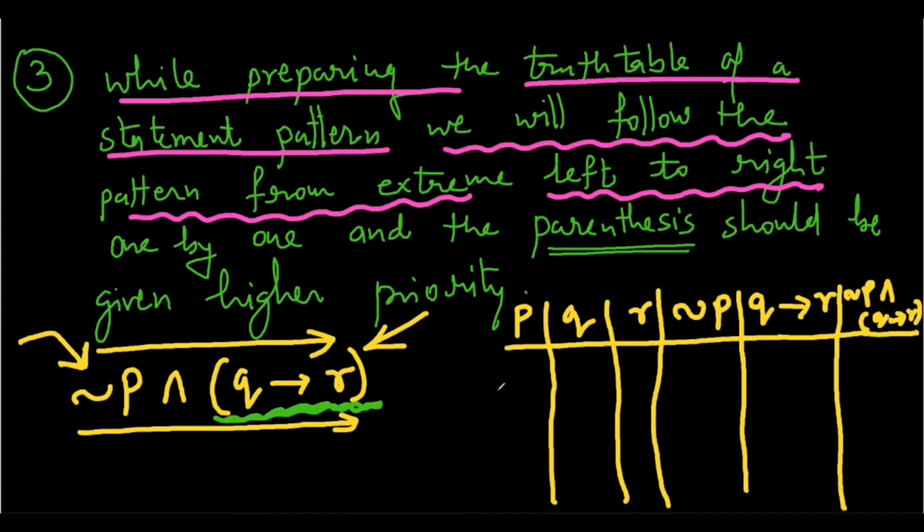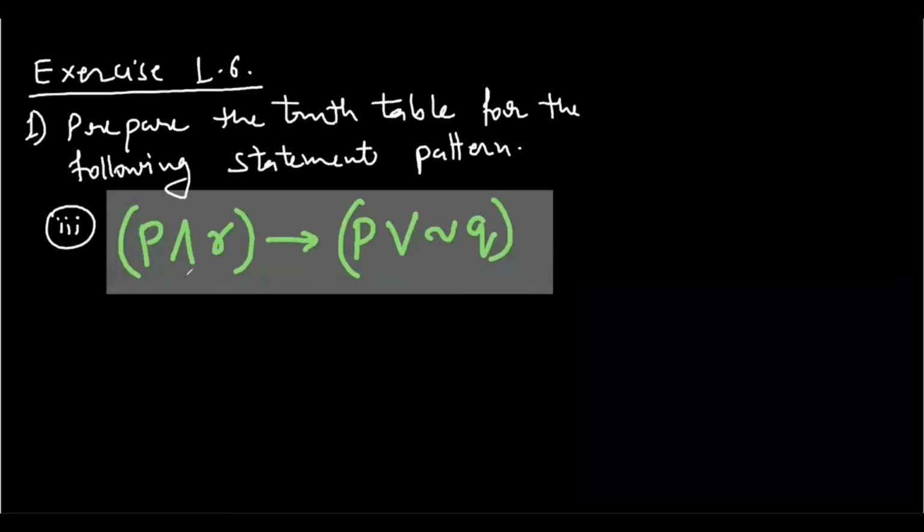Okay, this is all going to be very simple. Don't worry, because when we'll be solving problems, you will have a live example for this, and that will make it more clear. So now we are going to make a truth table. We will prepare a truth table for the statement pattern. This is the statement pattern we have. We have to make a truth table here.